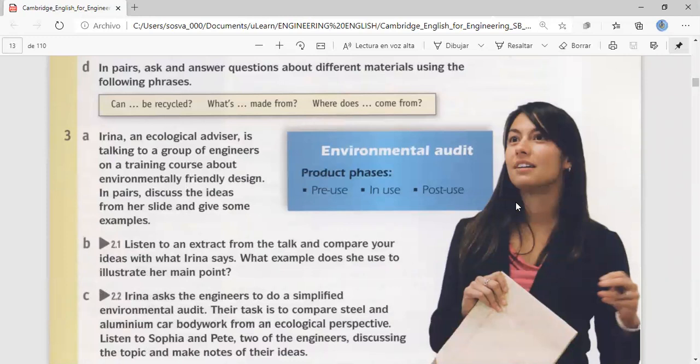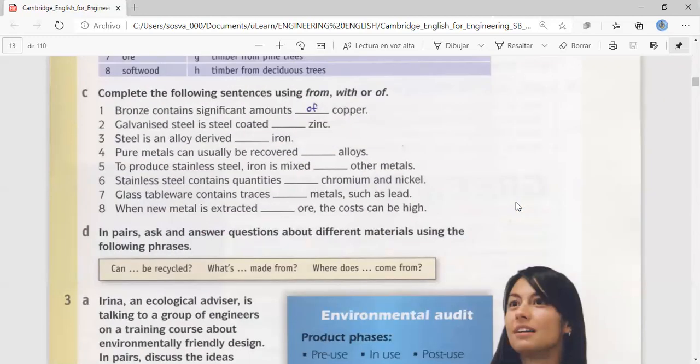Now, it says ask and answer questions about different materials using the phrases. Look at the phrases. It says can be recycled. So you need to apply a material. Can steel be recycled? Oh, yes, it can be. Or the question, what is it made from? That means, what's steel made from? Oh, it's made from copper and zinc.